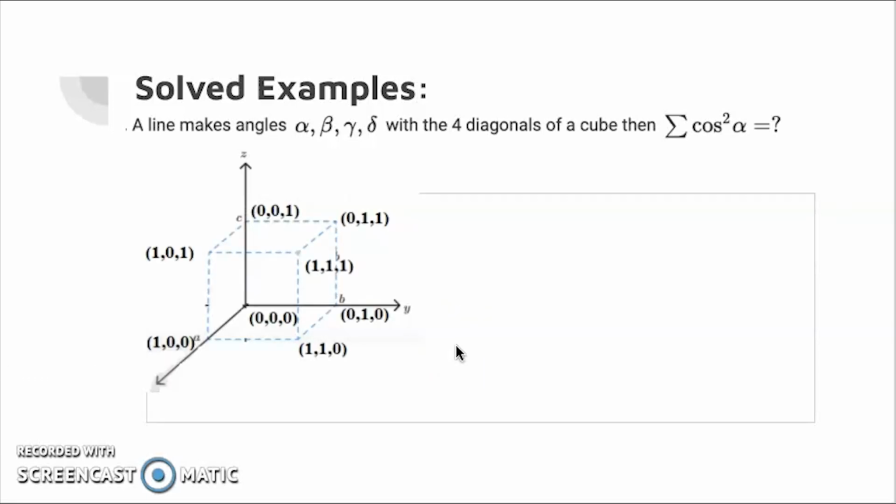In the question, it's given the solid is a cube. Hence, we can see in this diagram that all the dimensions are the same, like 1, 1, 1, 1. Let's assume the direction cosines of that line, which is making angles of alpha, beta, gamma and delta with the 4 diagonals of the cube, be L, M and N.